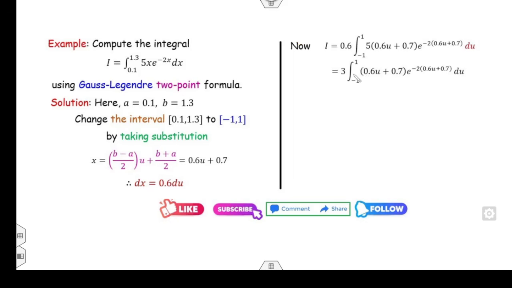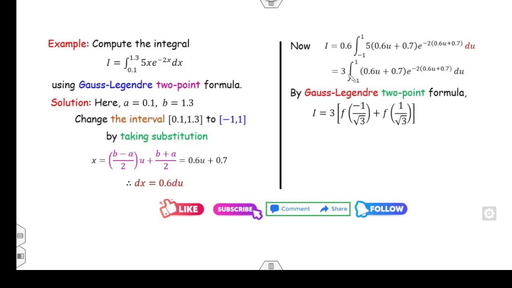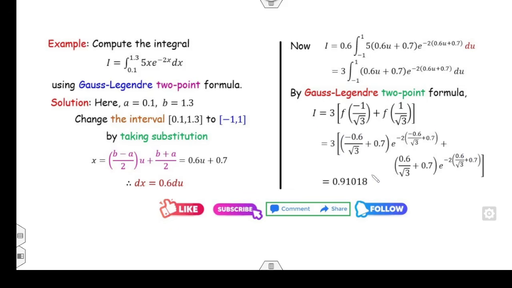Now the limits are from -1 to +1. Again, we can use the Gauss-Legendre 2-point formula. You can substitute 3 as the outside factor. Fine. F of minus 0.6 divided by root 3 plus 0.7, e raised to power minus 2 into (minus 0.6 over root 3 plus 0.7). Similarly, you can write for the positive component. And after solving, you will get the answer 0.91018. That is the right answer.